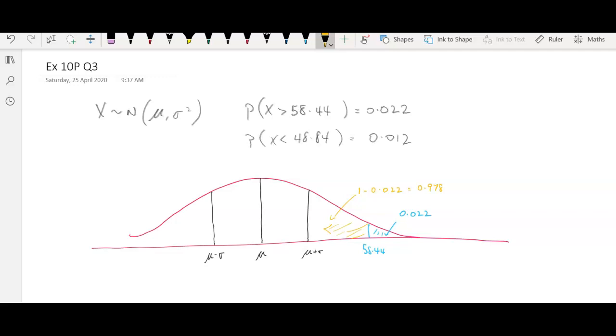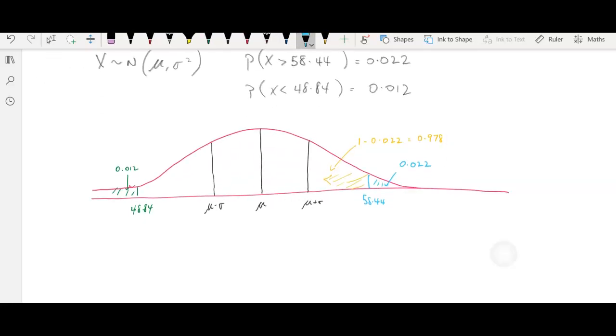Probability x is less than 48.84 is 0.012. That's an even smaller area down this end of town somewhere. So in here we have, sorry, that's not 0.012, it's 48.84, and the area is 0.012. Okay, and that should continue down here like this. Hopefully that's clearish. So now we need our z values for these guys.